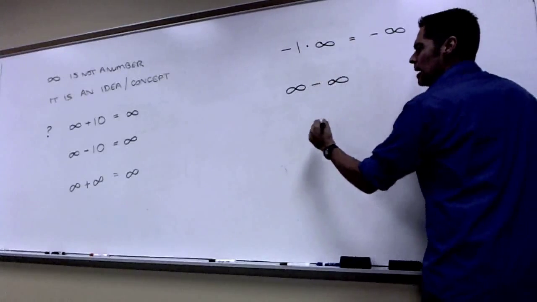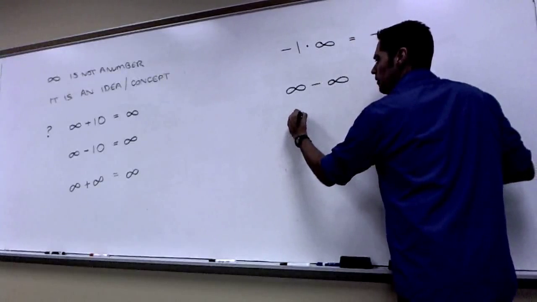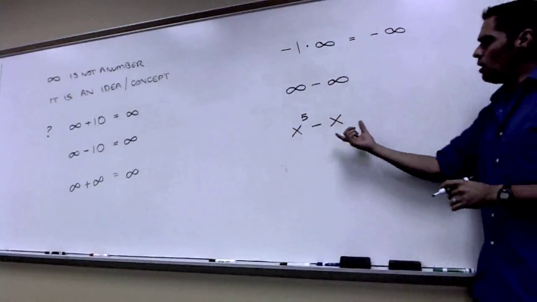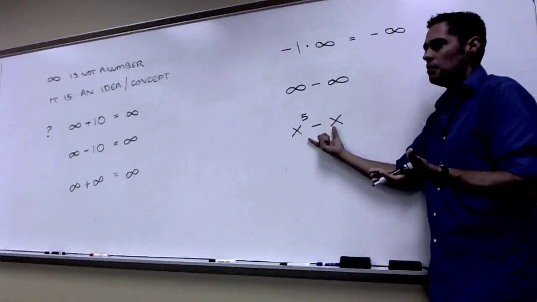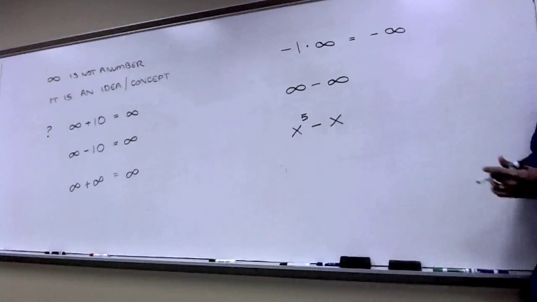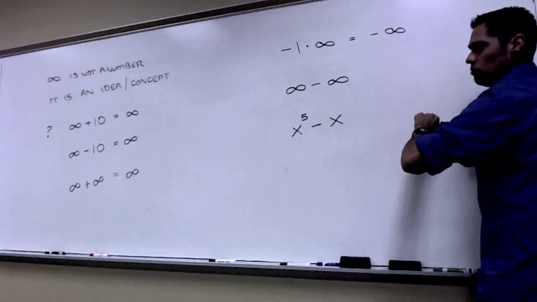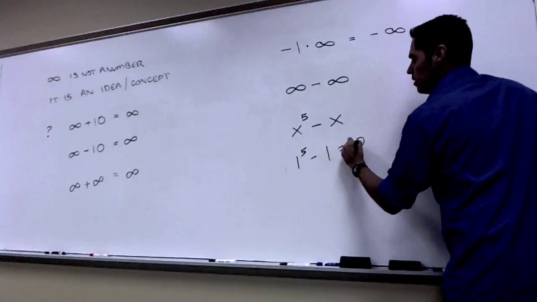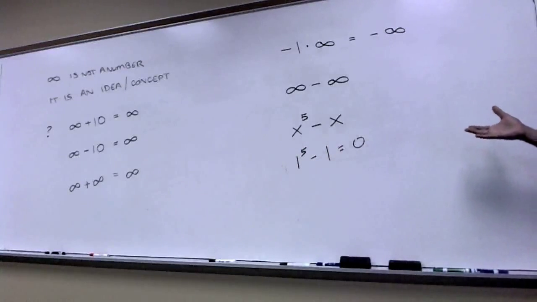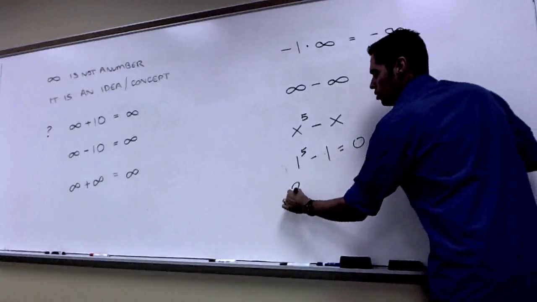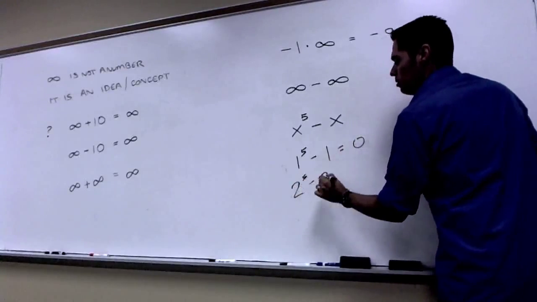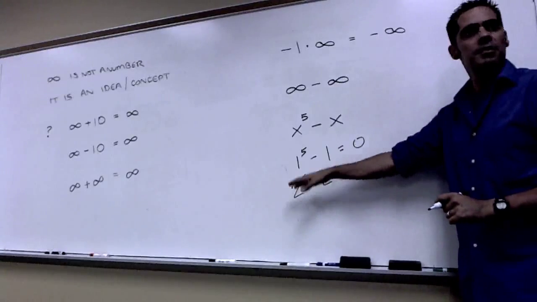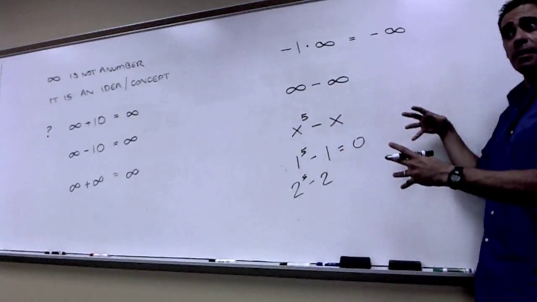What do I mean by slowly and quickly? Think about something like this: x to the fifth power minus x to the first, just x. If I told you to plug in 1 for x, what would you get? 1 to the fifth minus 1, you'd get 0. And in that case, yes, it would be 0. But what if I plug in something else, like 2? 2 to the fifth minus 2. That's going to be a pretty big number, right? What if I plug in 3? 3 to the fifth minus 3. That's going to be even bigger, isn't it?